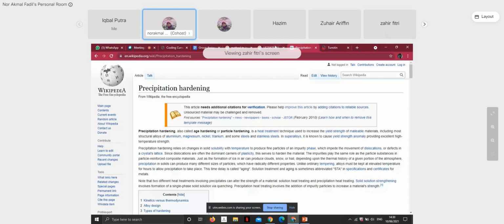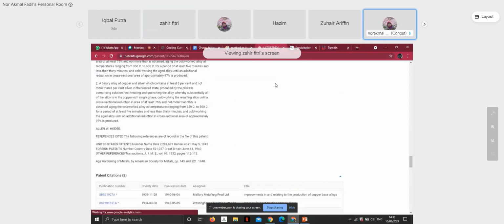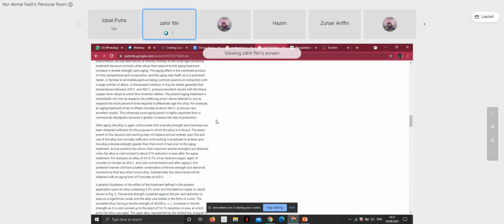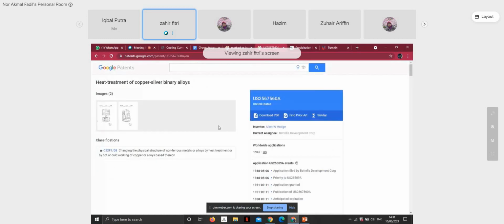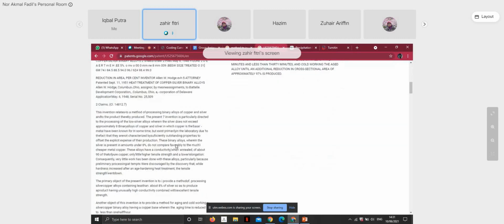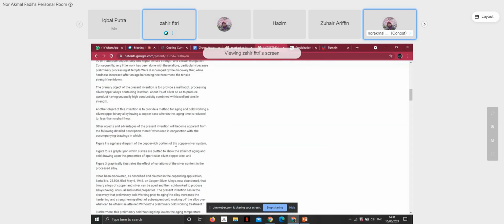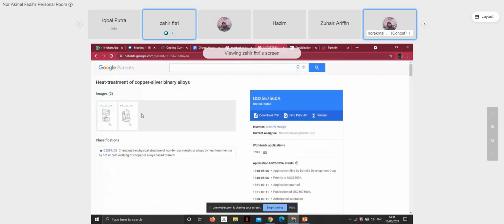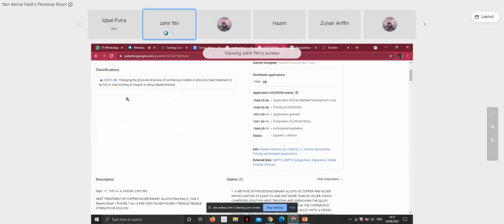Ada juga dekat macam ni, bukan research paper tapi ni, orang panggil ni trademark punya paper. Pattern. Kat sini dia ada bagi tahu yang at what percentage copper plus silver.